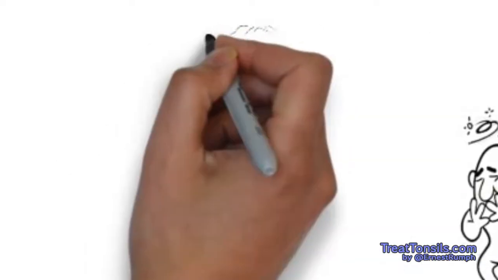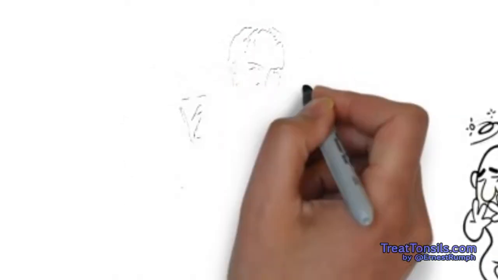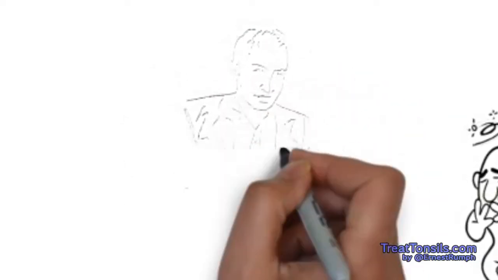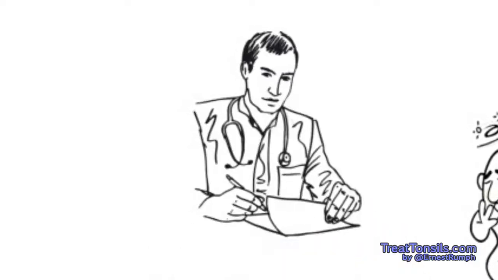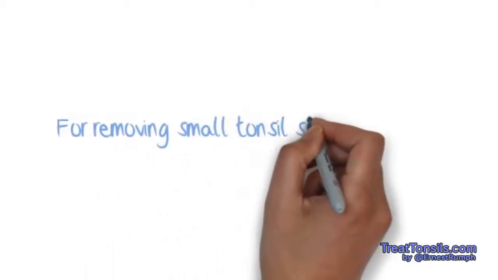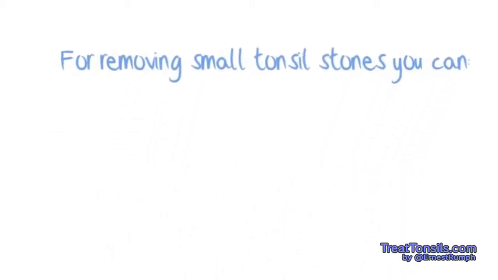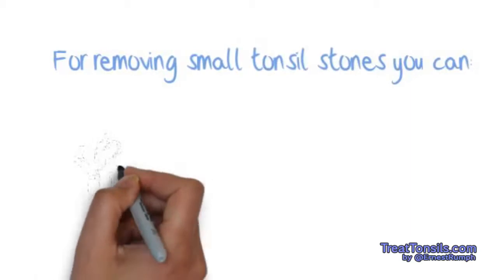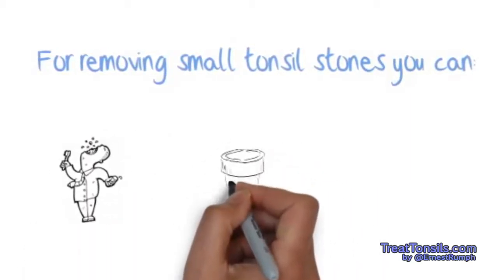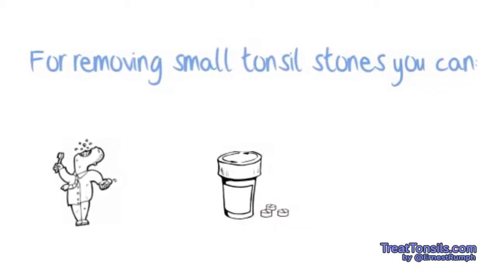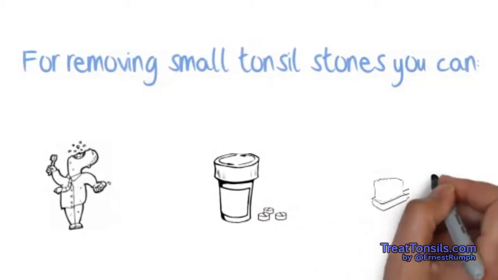There are times when tonsil stones become considerably large and are accompanied by a lot of symptoms. In this type of situation, you must get the stones removed surgically. For removing small tonsil stones, you can try gargling with non-alcoholic mouthwash or with salty lukewarm water. Use antibiotics. Brush them with a toothbrush.